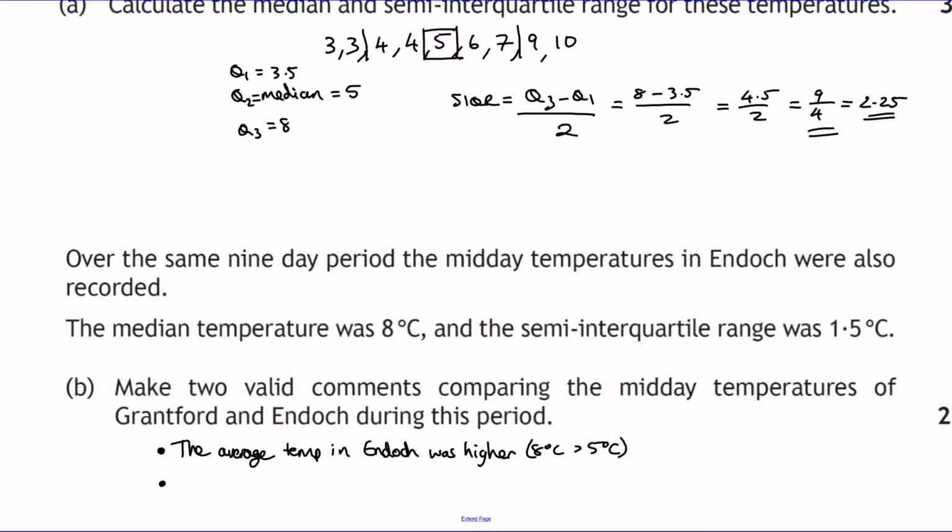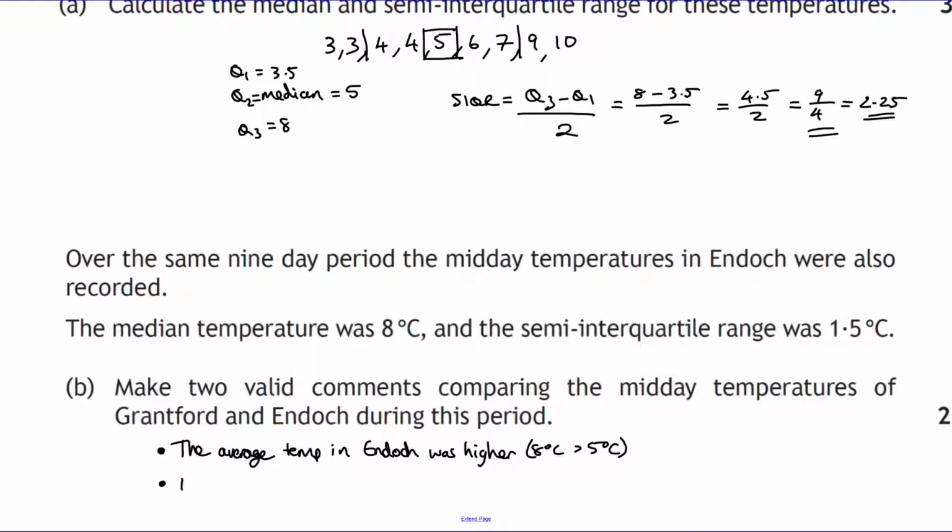The second bullet point for the second mark is going to be looking at the semi-interquartile range, which is 1.5. You can see our semi-interquartile range here was 2.25. The semi-interquartile range is a measure of range. We've got our range calculation, which you would have looked at back in first or second year. You've got semi-interquartile range, you've got standard deviation. All these things are different ways of measuring how spread out your values are. So we've got a bigger semi-interquartile range here. That means the first set of temperatures were more spread out. So if we compare the second set, the second set were less spread out.